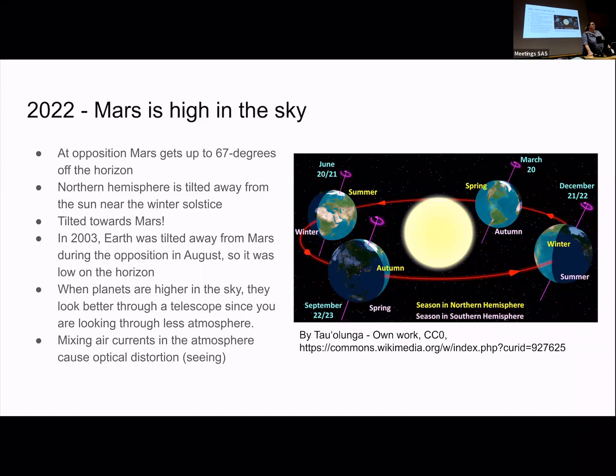Back in 2003, when we were observing it, it was more in the time between the summer solstice and the autumnal equinox, when Earth's pole was pointed more away from Mars. And so it appeared really, really low in the sky. So even though it was quite large, it was difficult to observe because we were looking through so much atmosphere. We'll talk a little bit more about the atmosphere problems in a bit. So yeah, this year it's going to get up to 67 degrees off the horizon at its very best. So that's pretty cool. Let's see, I think we covered everything there.